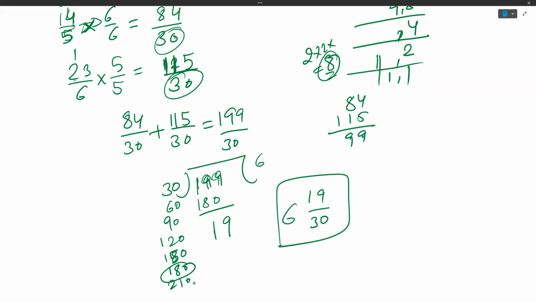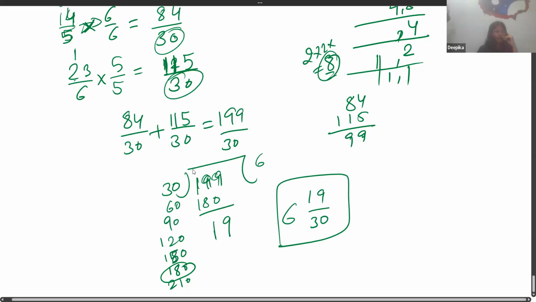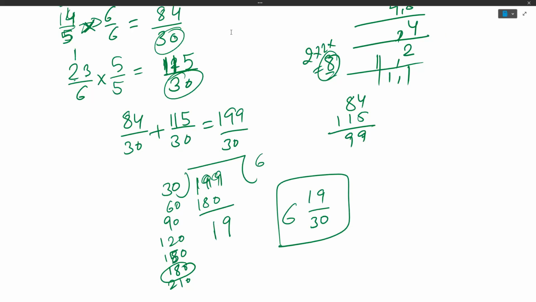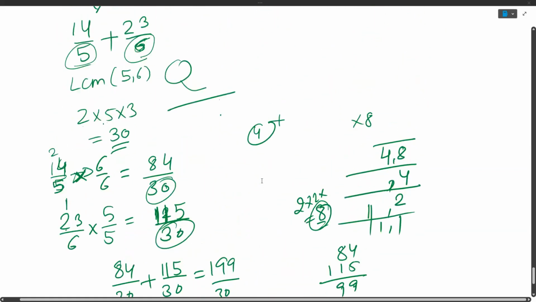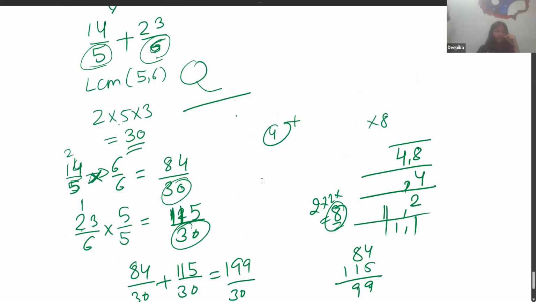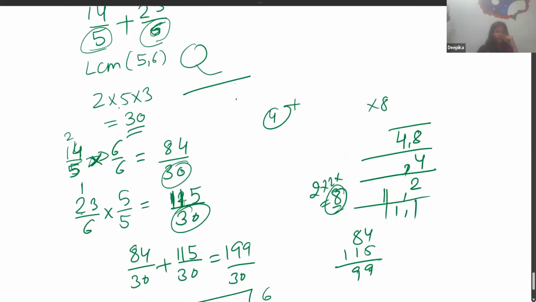Correct, children? Yes, ma'am. Okay. Ma'am, but we have the whole numbers left, right? The five. Five? Where is five? Ma'am, in the beginning, ma'am. Whole number is six. Quotient is six. Ma'am, I added the denominator. Yes. Up, ma'am, up.